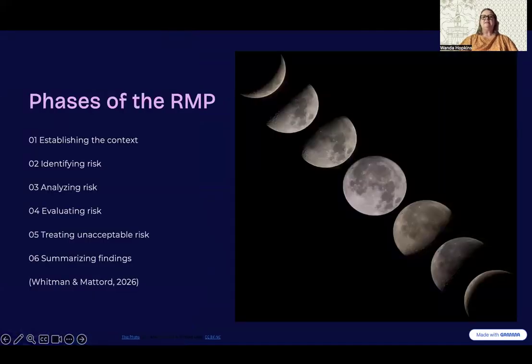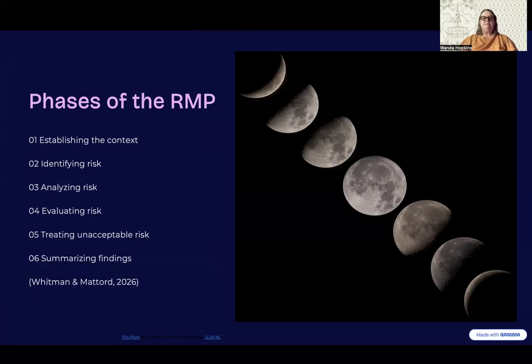Next, let's look at the phases of the risk management process. There are 6 key phases. The first is establishing the context. It's important that you take time to understand the organization's internal and external operating environments, culture, vision, and strategic goals.